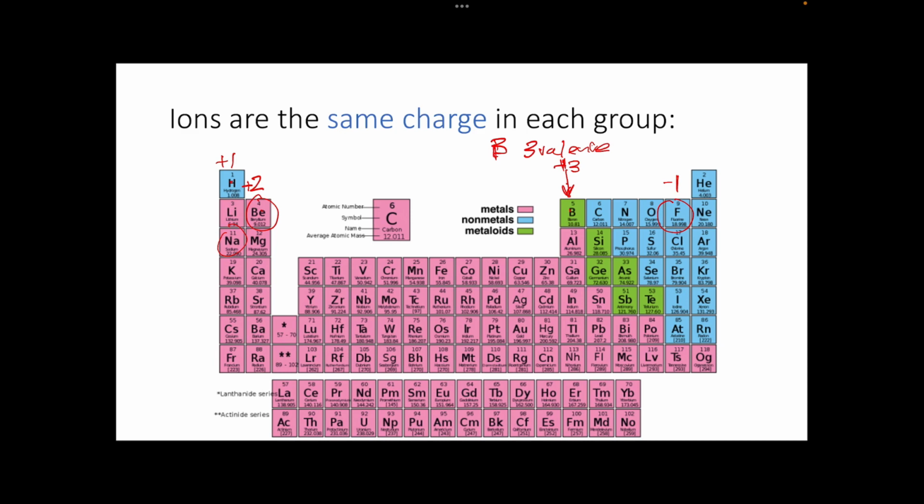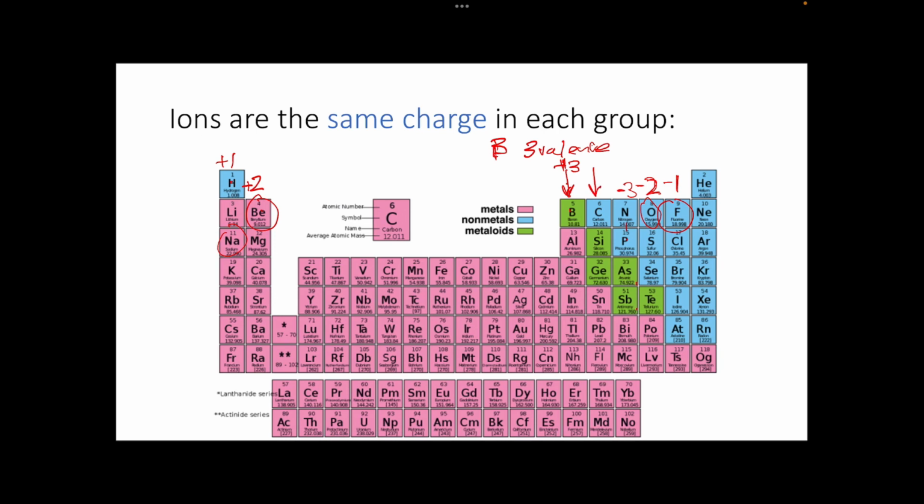Now let's look over here at oxygen. Oxygen has 6 valence electrons, so it wants to get to 8, so it's going to gain 2. When it gains 2, it's then going to have a -2 charge. All right, nitrogen has 5 valence electrons, so it's going to gain 3, so it'll have a -3 charge. And that's going to be the same for phosphorus, arsenic, antimony, all the way down.